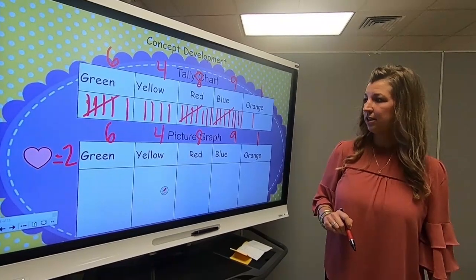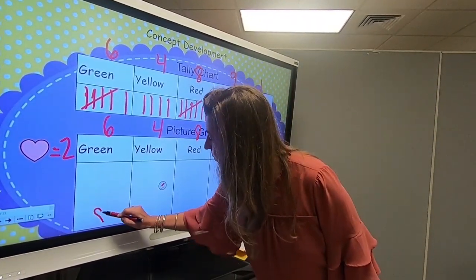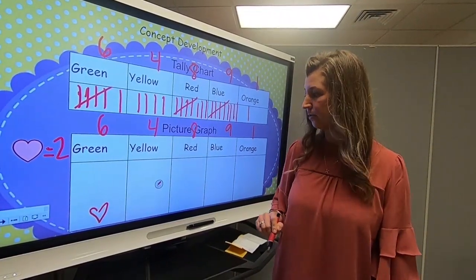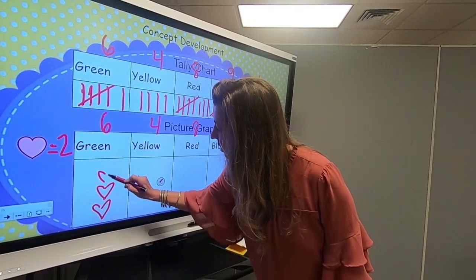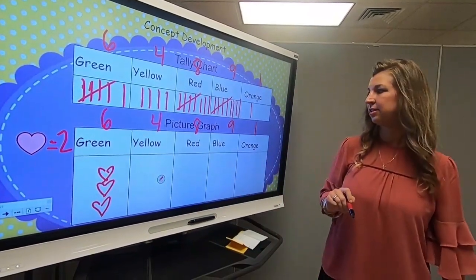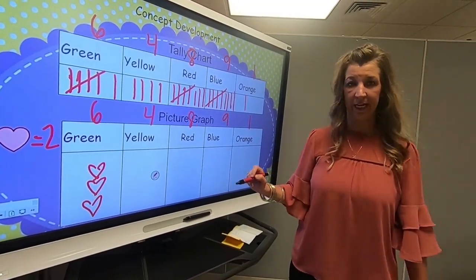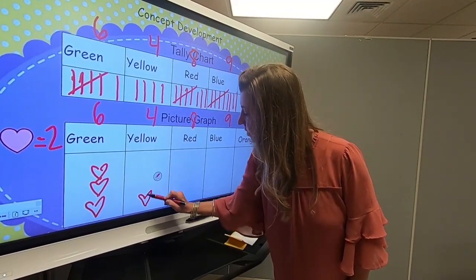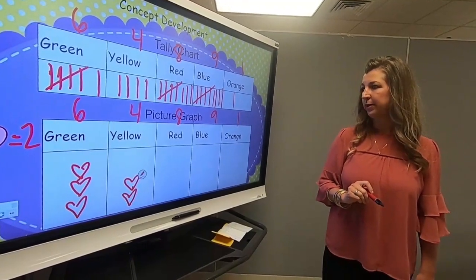So for green, if we had 6 votes, I would draw 1 heart, which represents 2. So I'm going to count by 2s. 2, 4, 6. For yellow, we had 4 votes. So I'm going to count by 2s since each heart represents 2. 2, 4. For red, we had 8 votes.